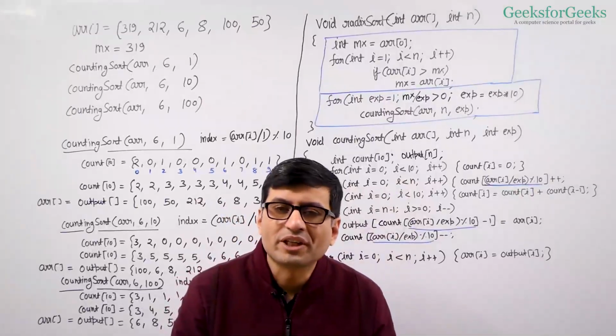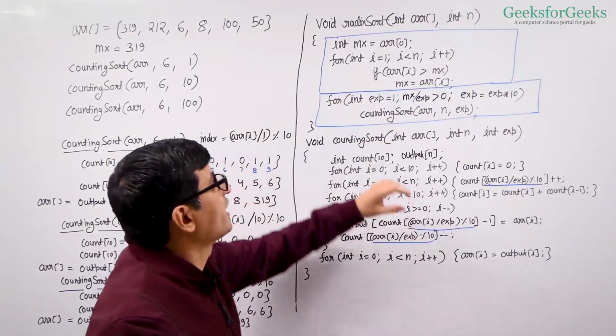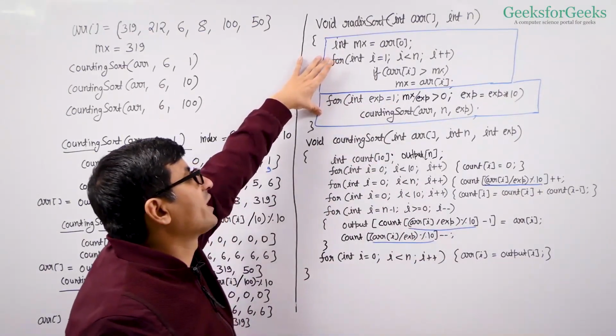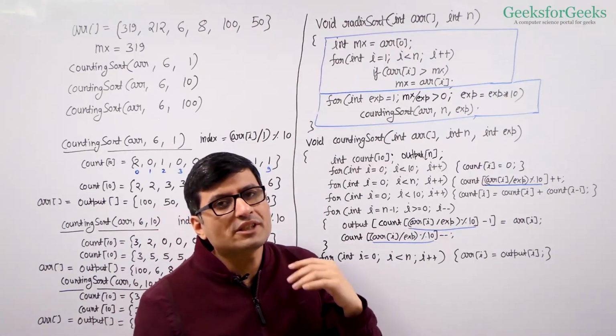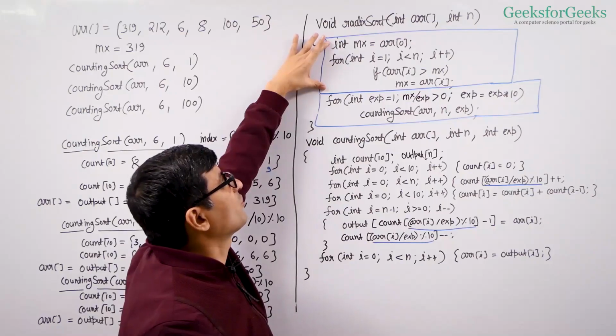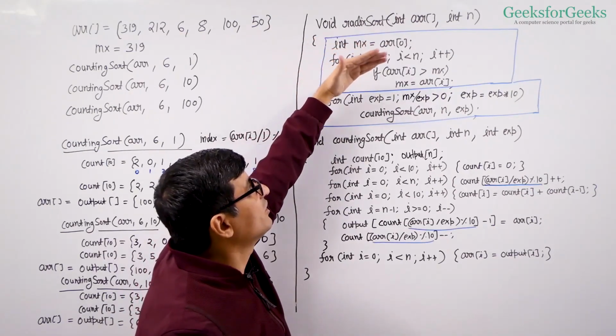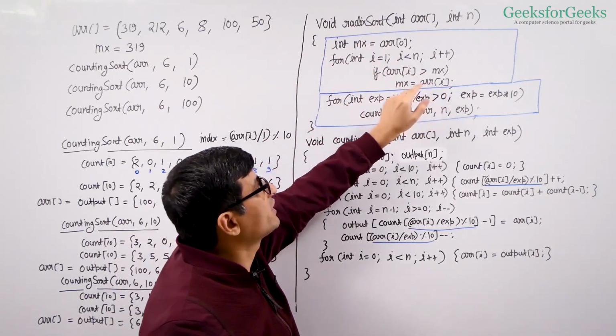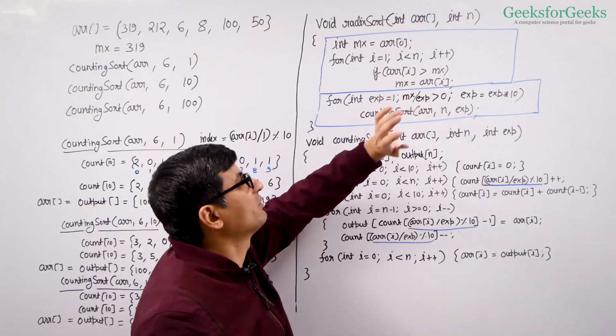Let us see the implementation of Radix Sort. This Radix Sort function can be divided into 2 sections. The first section finds out the maximum element in the array. It's a very simple logic where we initialize maximum as array 0, we compare it with all the other elements, and if an element is greater, we update the maximum.